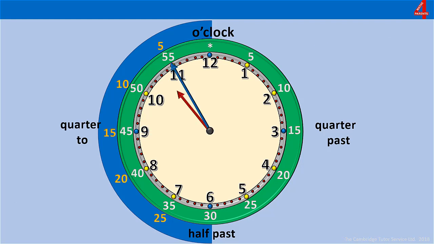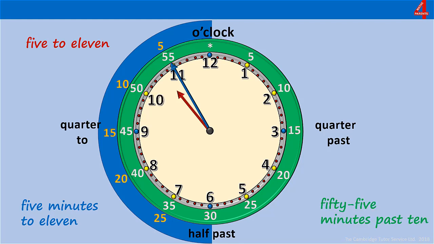This time the minute hand is on the 11, which is telling us that it's 5 to something, and the hour hand is going up to the 11. So it's 5 minutes to 11. 5 to 11, which is also 55 minutes past the hour before, which was 10. 55 minutes past 10 is 10:55.